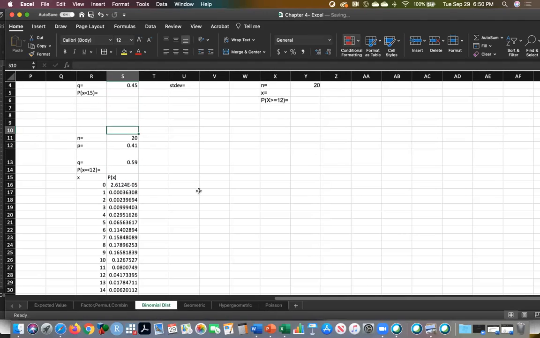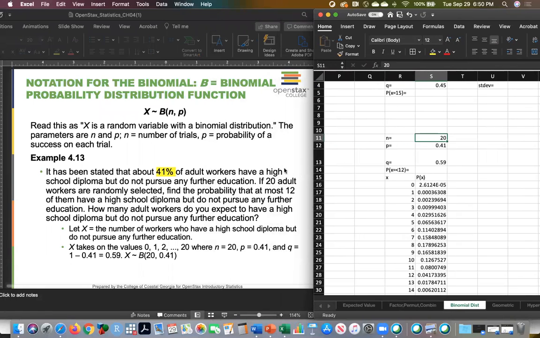So in this case, once again, this is based on a sample of 20 adults. I want to know what is the probability that at most 12 of them have a high school diploma. Once I found these values and determined that at most means 12 or less, I'm going to say the summation of 12 or less. 12 is included.